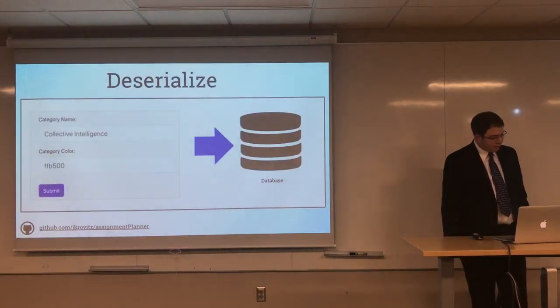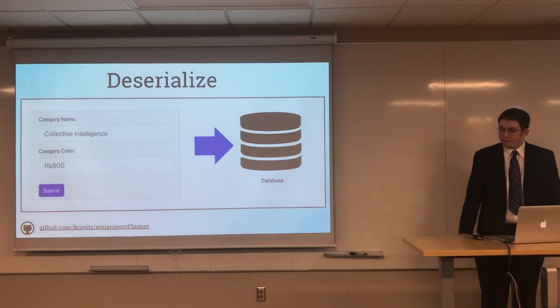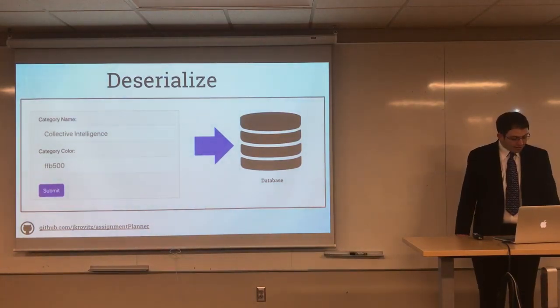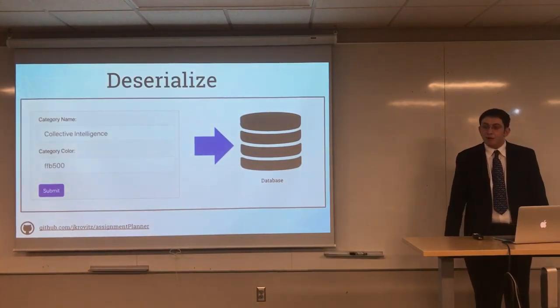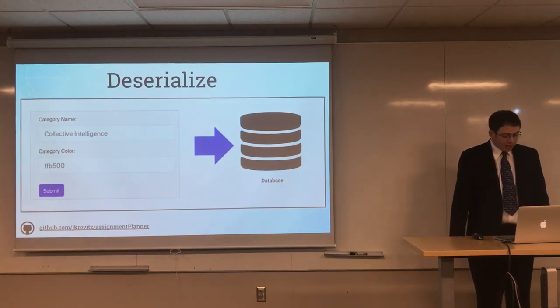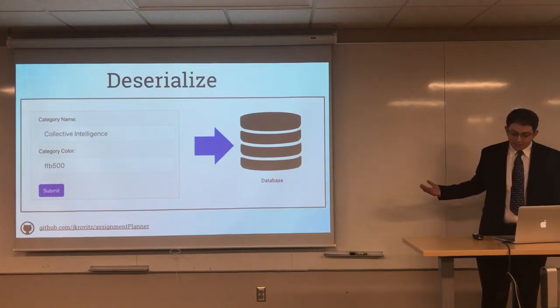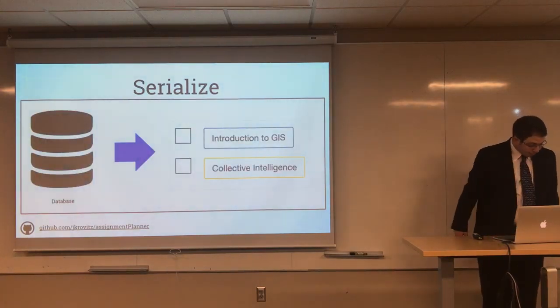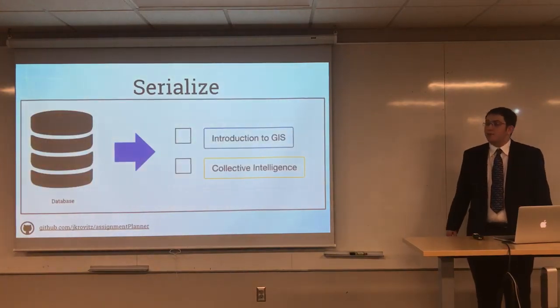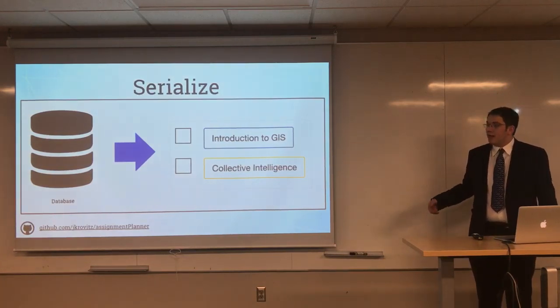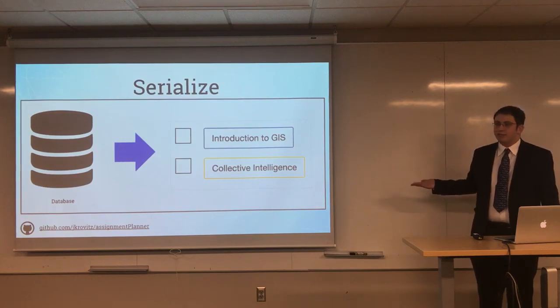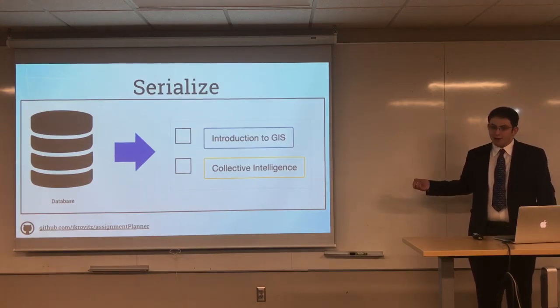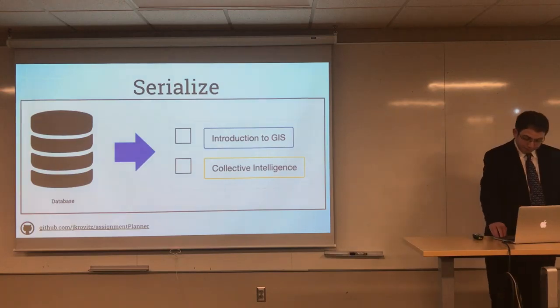In this image, the form inputs are being sent to the database to be stored there. For our site, AJAX calls allow us to send the form inputs to the database so they can be stored when the form is submitted. It also allows us to retrieve data from the database. So as you can see, the two categories, Introduction to GIS and Collective Intelligence, that I showed in the demo, are output back to the screen from being pulled out of the database.